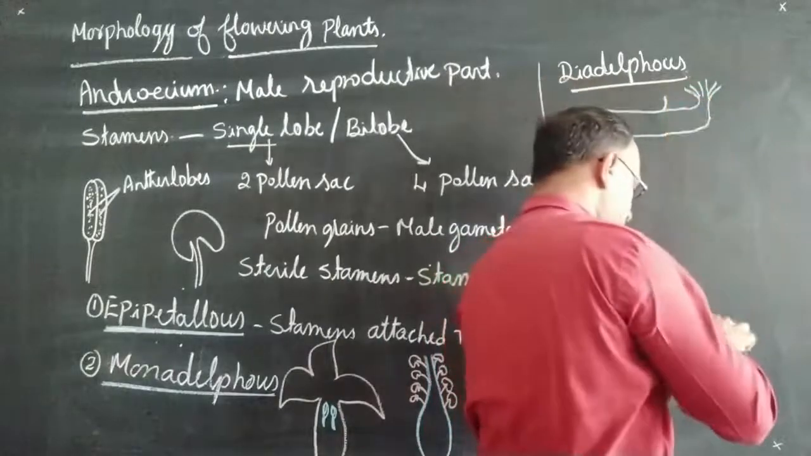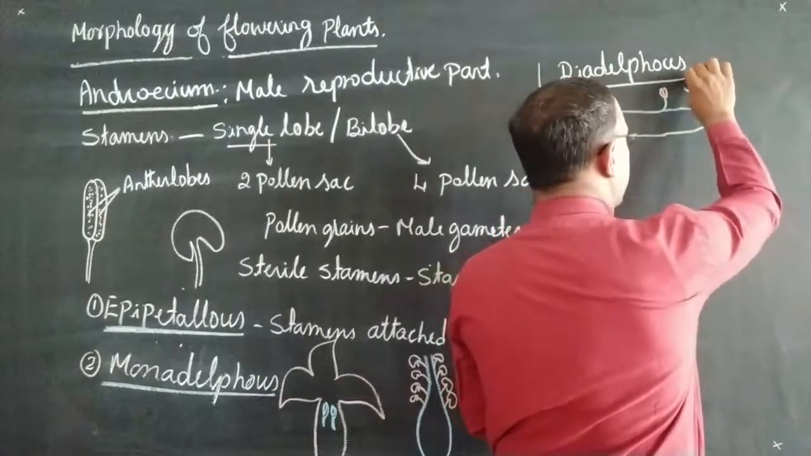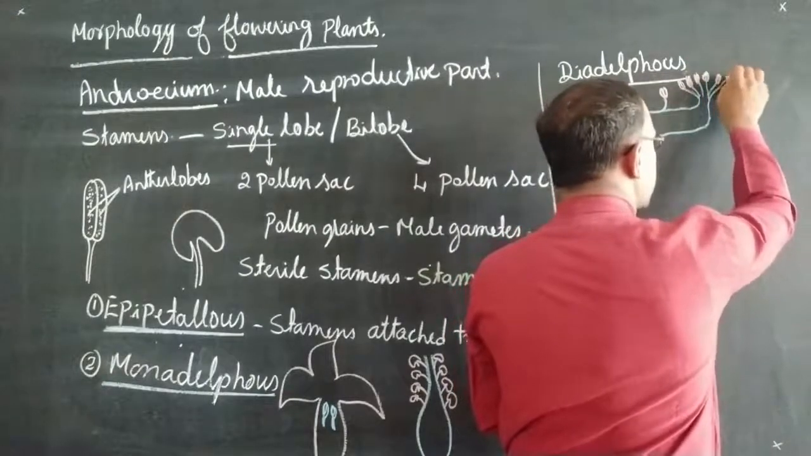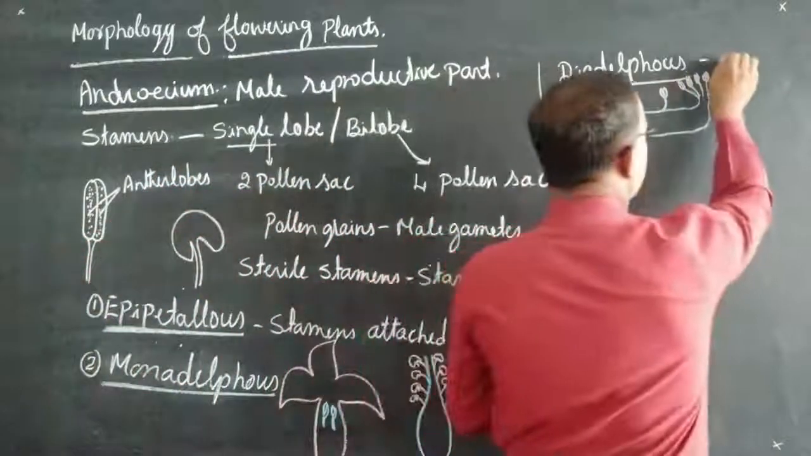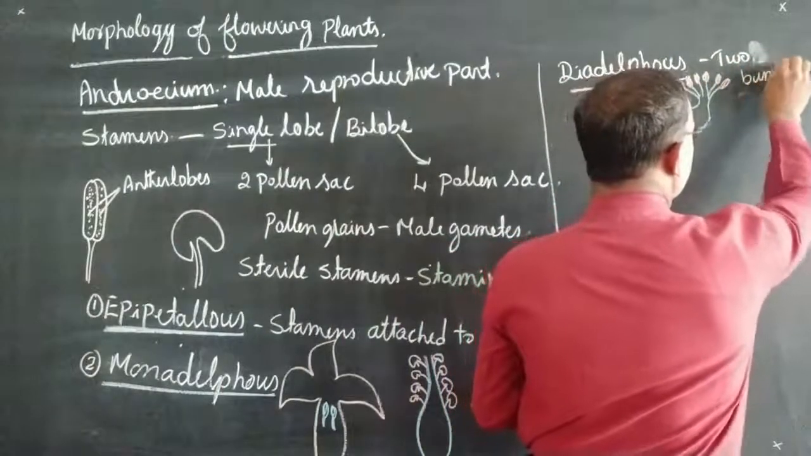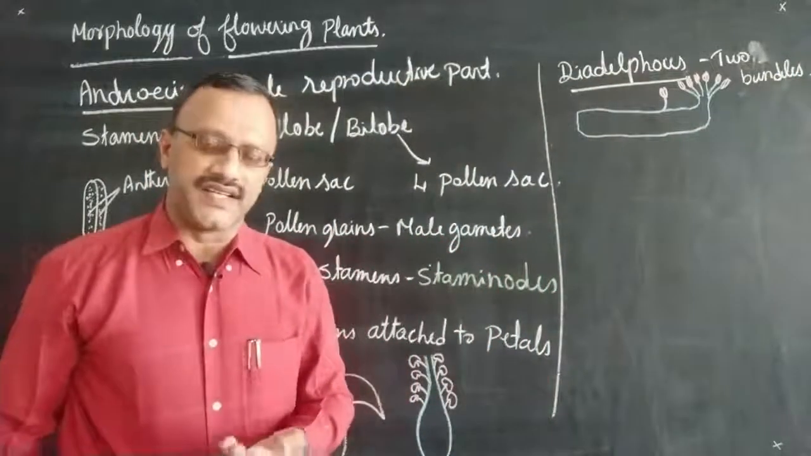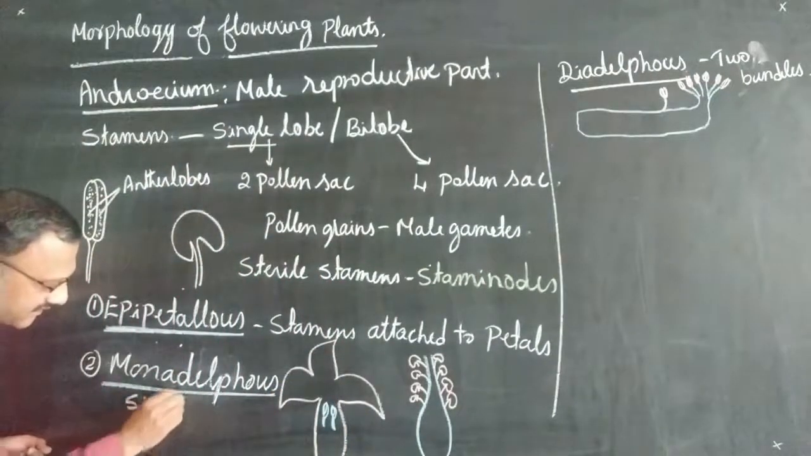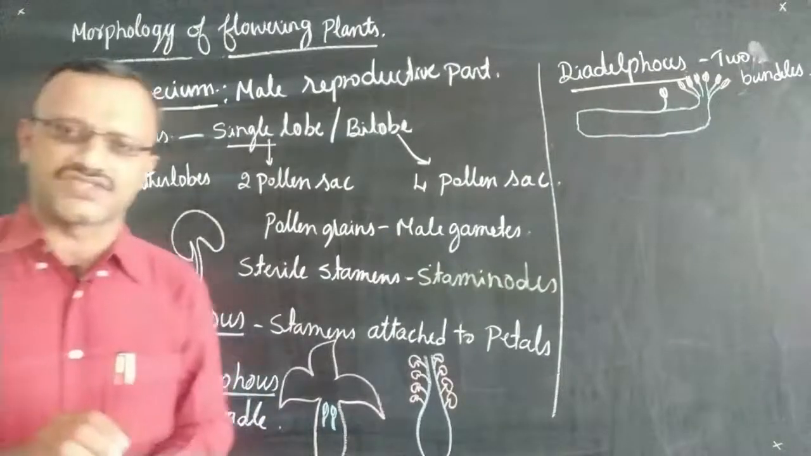Here one single stamen, like what you can see in case of Papilionaceae or Fabaceae family. Some stamens are found in two bundles. So this condition where the stamens are found in two bundles is called diadelphous condition. Whereas in monadelphous, a single bundle where the filaments of the stamens are attached to form one single bundle.